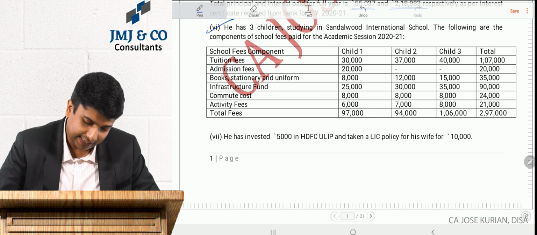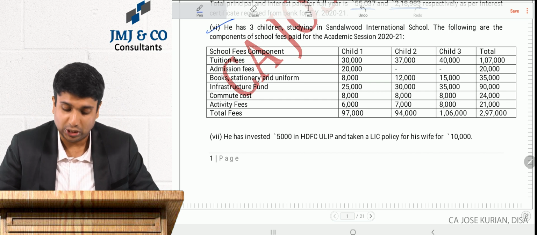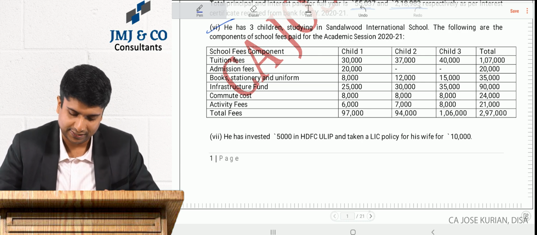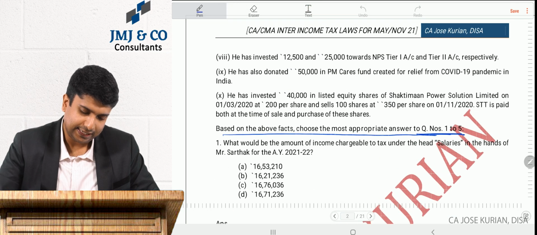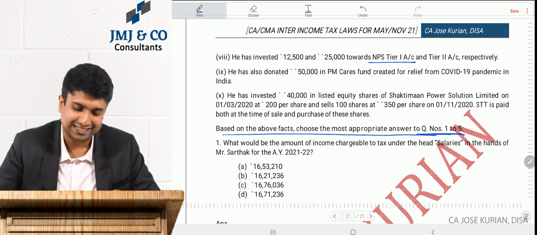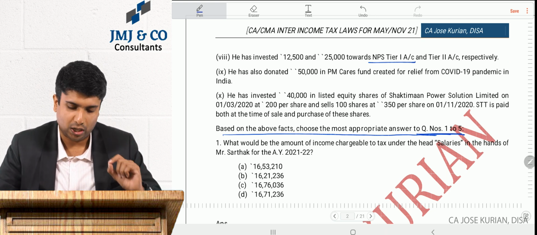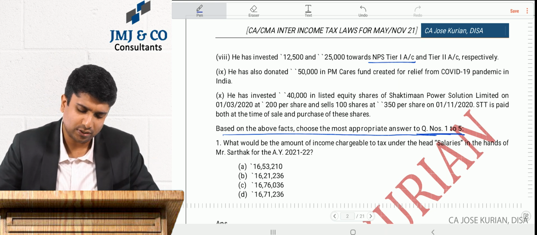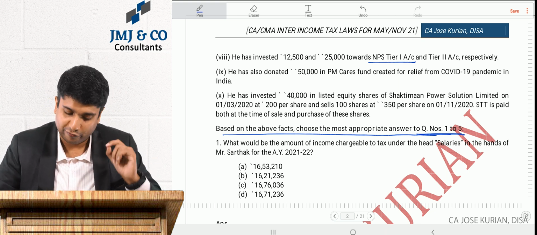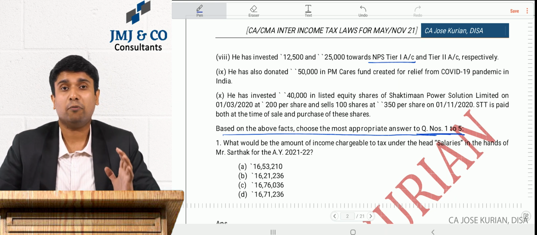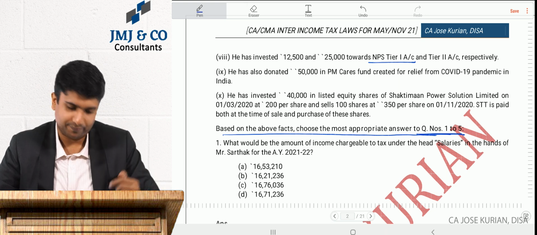Also, he says he has invested 5,000 in HDFC ULIP, that is unit linked insurance plan, and taken an LIC policy for his wife for rupees 10,000. Alright, then he has invested 12,500 and 25,000 towards NPS, National Pension Scheme, Tier 1 account and Tier 2 account respectively. So it is in relation to again Chapter VI-A deduction. He also has donated 50,000 in PM CARES Fund created for the relief from COVID-19 pandemic in India. So that point is in relation to 80G donations given. Alright.